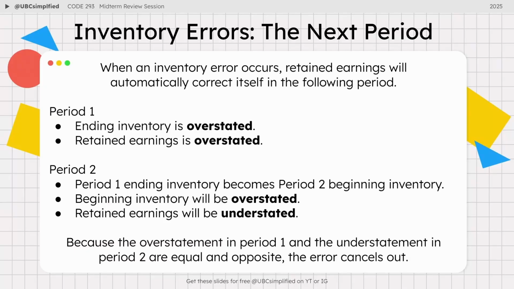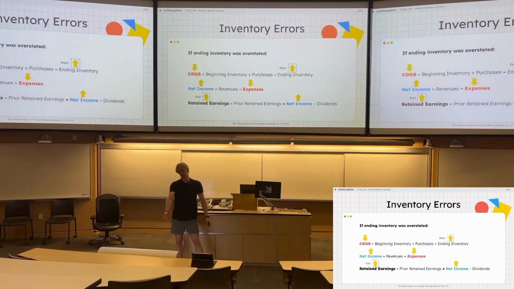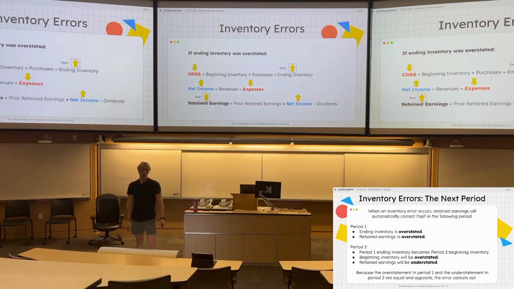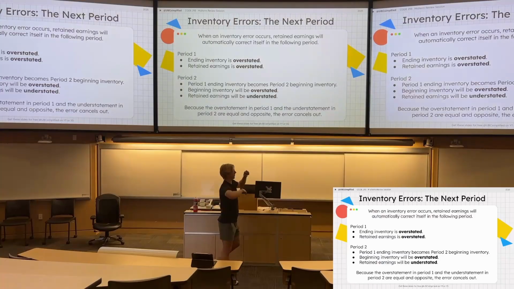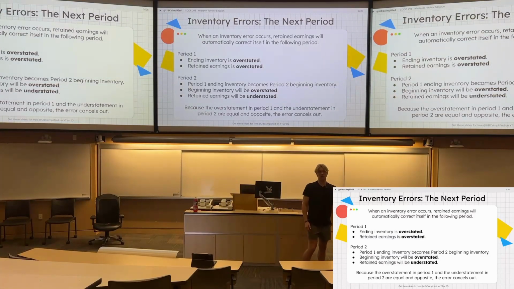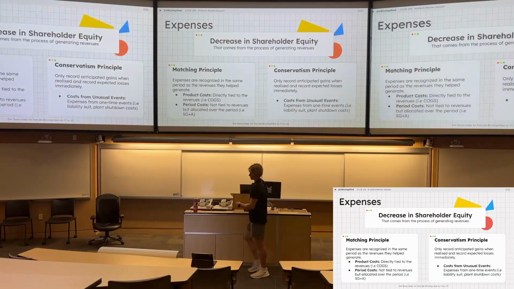So essentially what happens is, let's say our ending inventory is overstated. That means our retained earnings is going to be overstated. But then since our ending inventory for period 1 was overstated, that's going to flow through to our beginning inventory, which is also going to be overstated. And then if we go here with our beginning inventory, that's going to increase our COGS, and then it's going to be the flip side, which means that retained earnings will be understated, which will balance out from the first period. So basically, if you make a mistake in inventory counting, just wait out a period and it'll fix itself, which is pretty cool because it saves you effort.